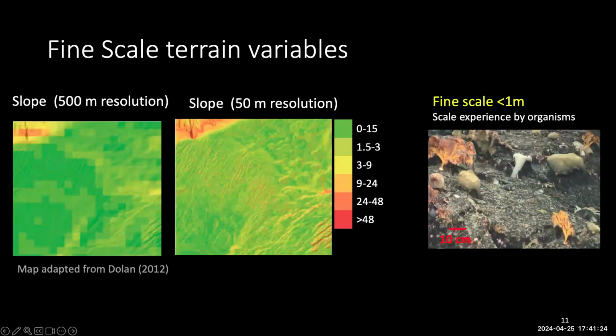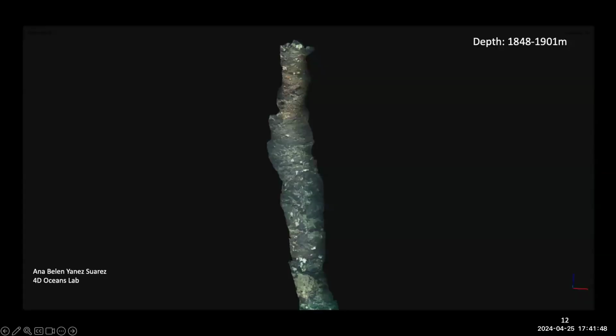However, in order to understand these important ecological questions such as niche differentiation and habitat selection, we need to go a bit closer. So I'm going to use fine scale terrain variables under 1 meter to identify the different important biologic and abiotic processes at a scale experienced by these benthic organisms. How can we measure this?